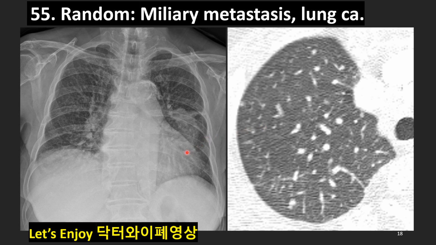Let's see the chest X-ray. In the left lower lobe, there is a large lung cancer here and many scattered micronodules. Okay, micronodules in bilateral involvement. This is miliary hematogenous metastasis from lung cancer.